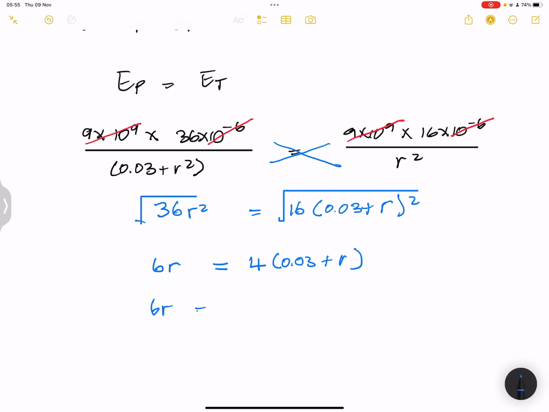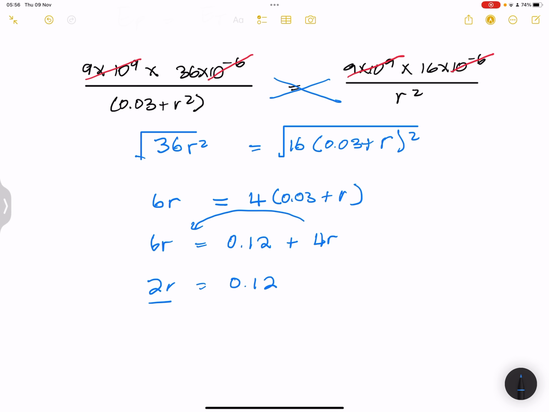So we've got 6R is equal to 4 times 0.03, which I believe would be 0.12, plus 4R. If we take the 4R to the other side, 6R minus 4R will give us 2R, which is equal to 0.12. And if we divide both sides by 2, R will be equal to 0.06 meters.